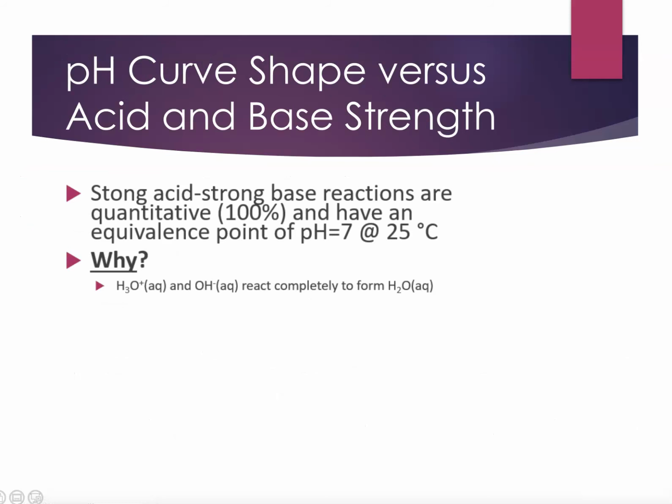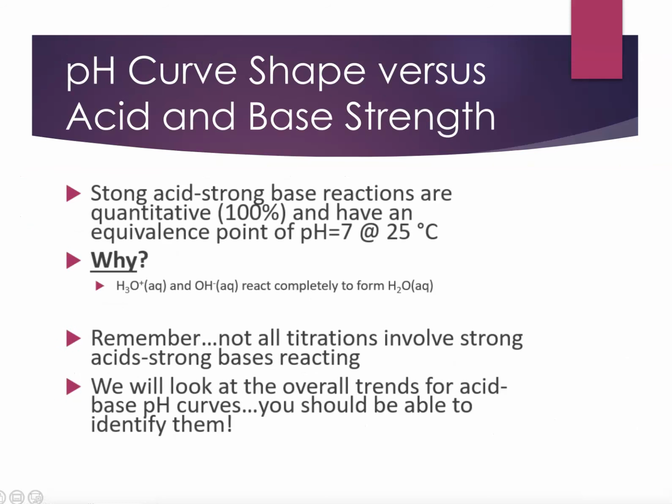If strong acids and bases are used, you should expect an equivalence point at a pH of 7. This is because they create water as a product, which is neutral. Not all titrations involve strong acids and bases, though. You should learn some general trends for the type of curve that will be expected.